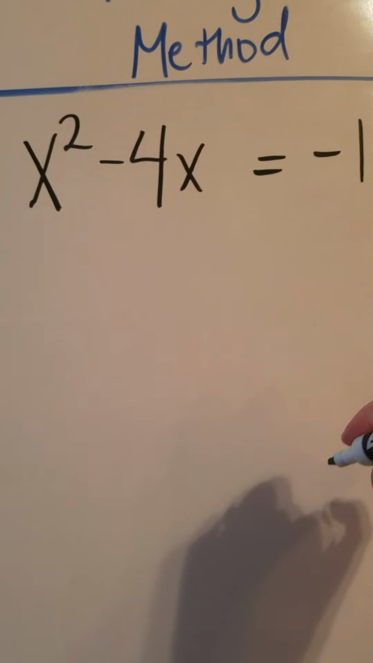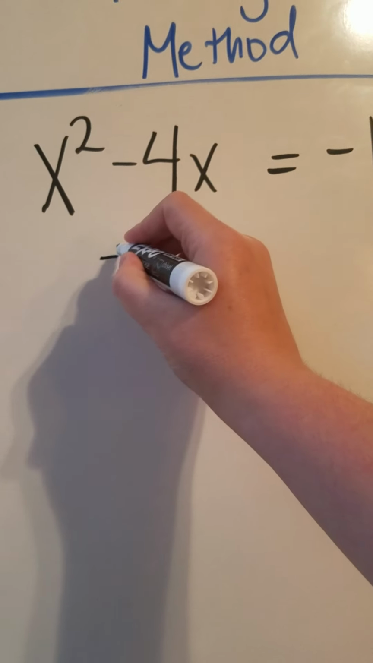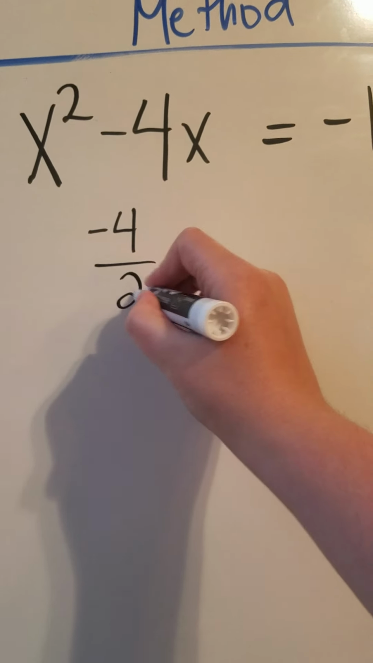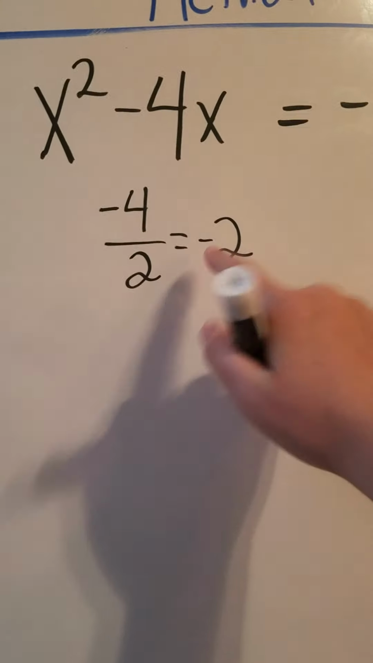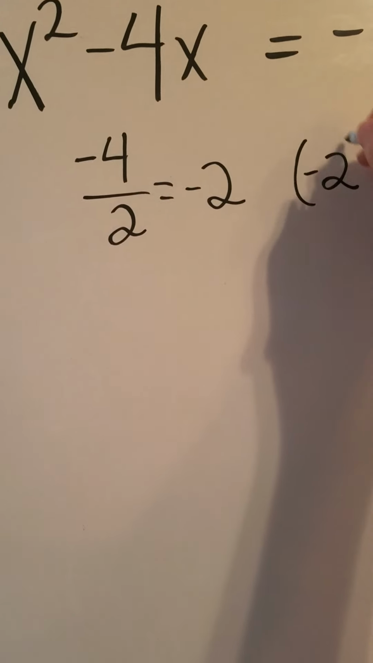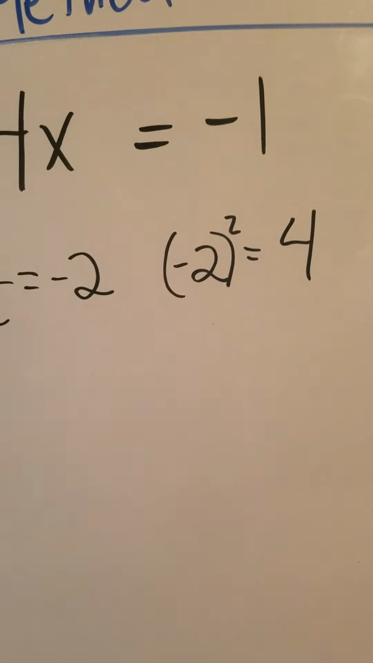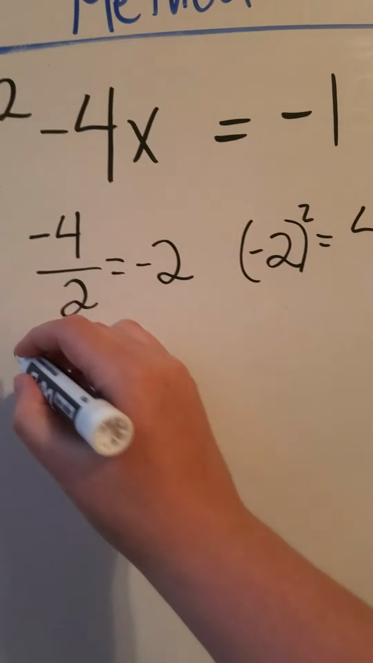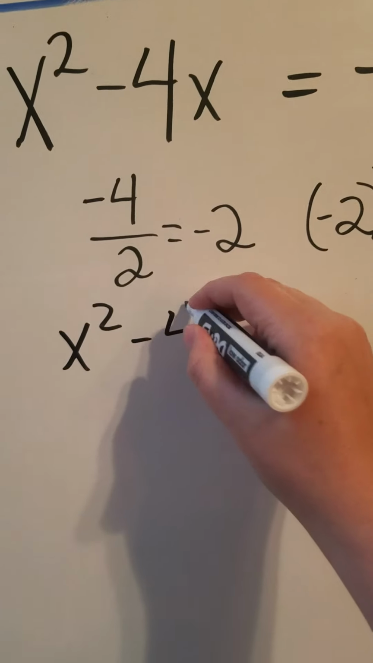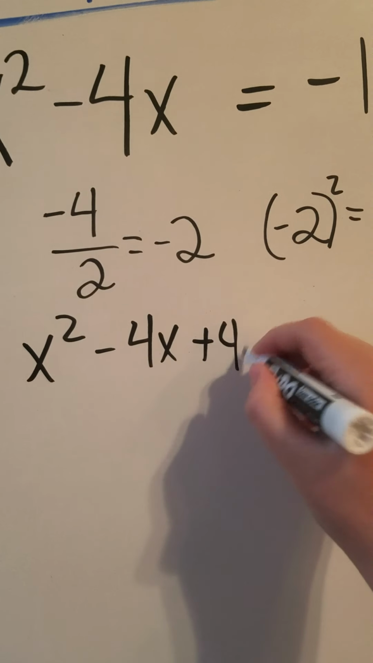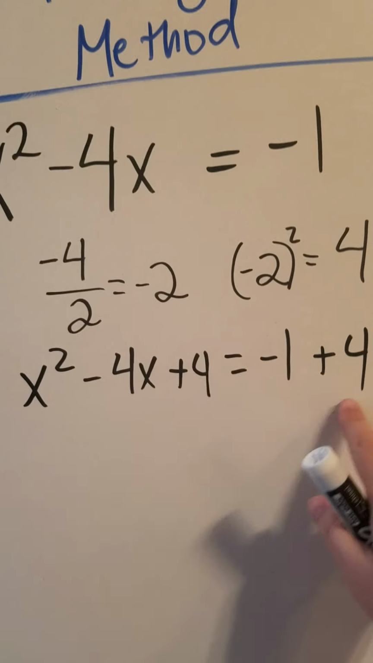So all I need to do is figure out what's going to go in my empty space. I'm going to take my b value of -4 and divide it by 2. That gives me -2. Then I'm going to take that number, -2, and square it. And -2 squared is +4. So now my new quadratic is x squared minus 4x plus 4 equals -1 plus 4, because we have to put it on both sides, remember.